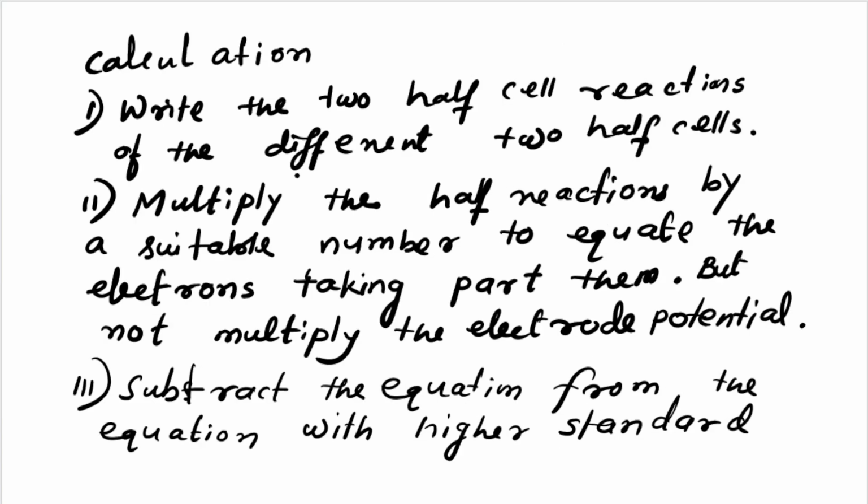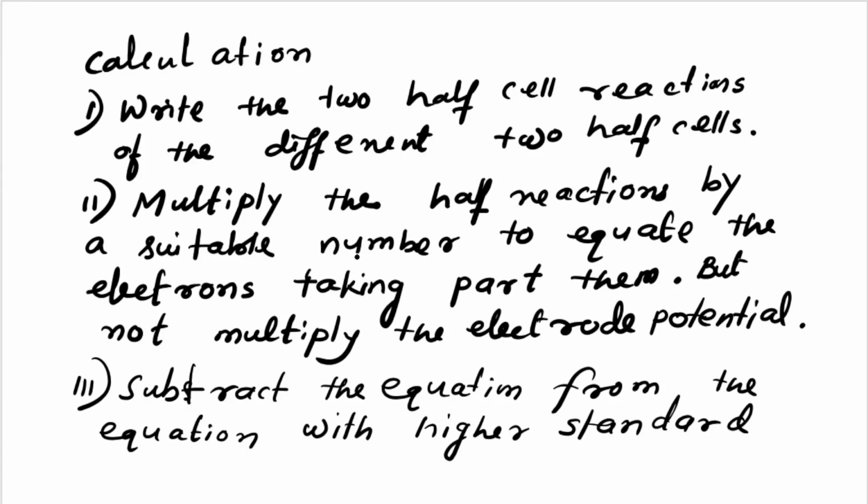Then how to calculate? First of all, you write the two half cell reactions in different half cells. That means you will present the half cells, and between them there is a salt bridge, but here the salt bridge role is not required. So here only the half cell reactions are required, and multiply the half reaction by a suitable number to equalize the electrons taking part in them.